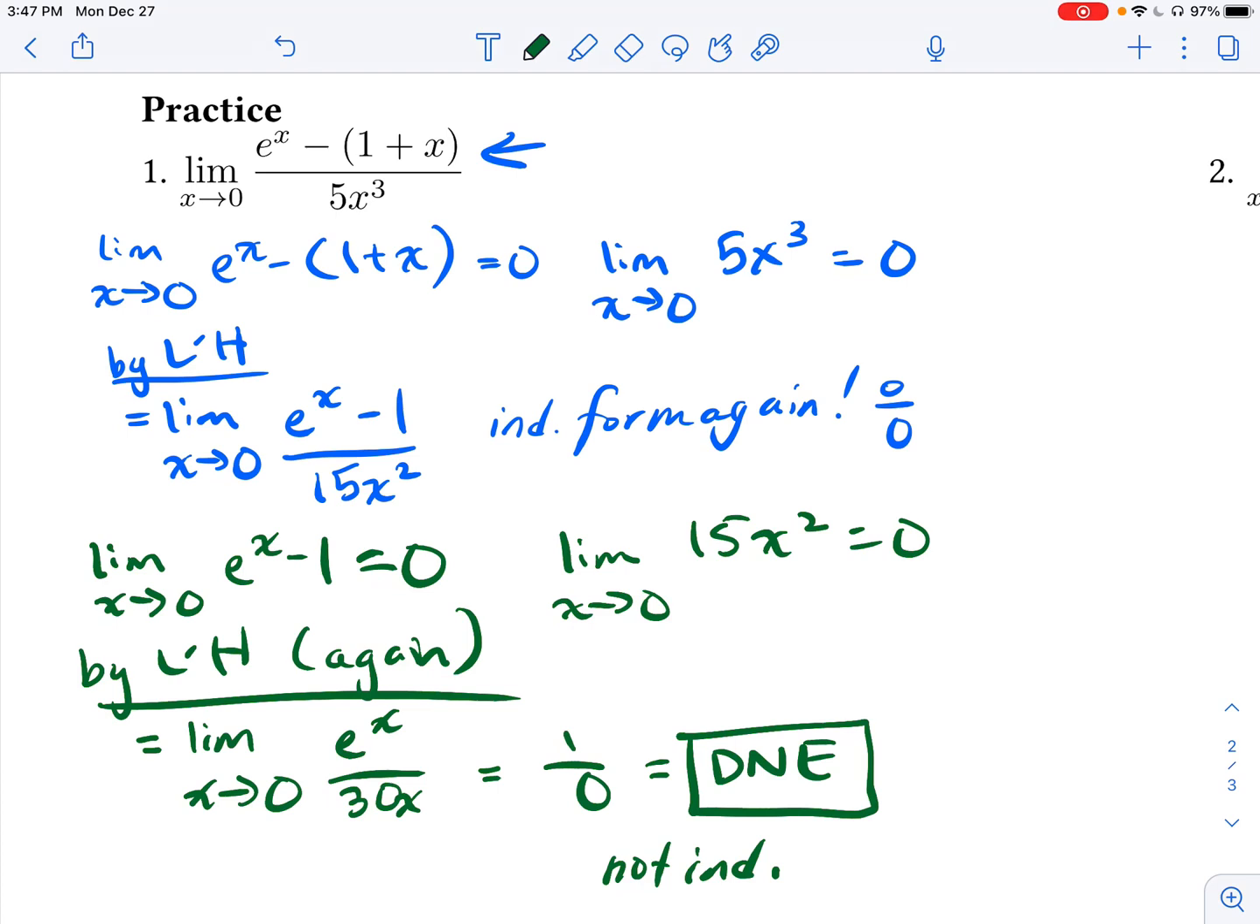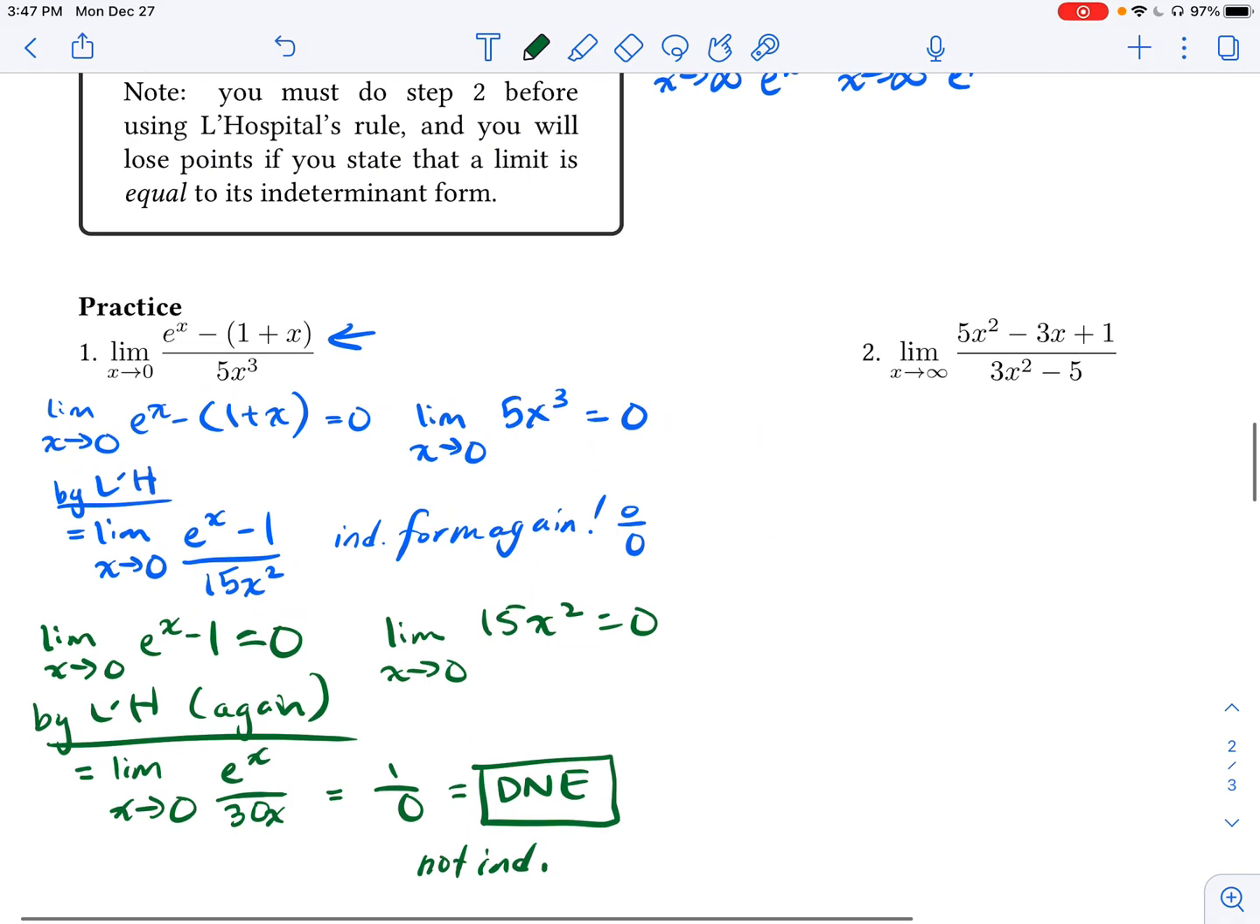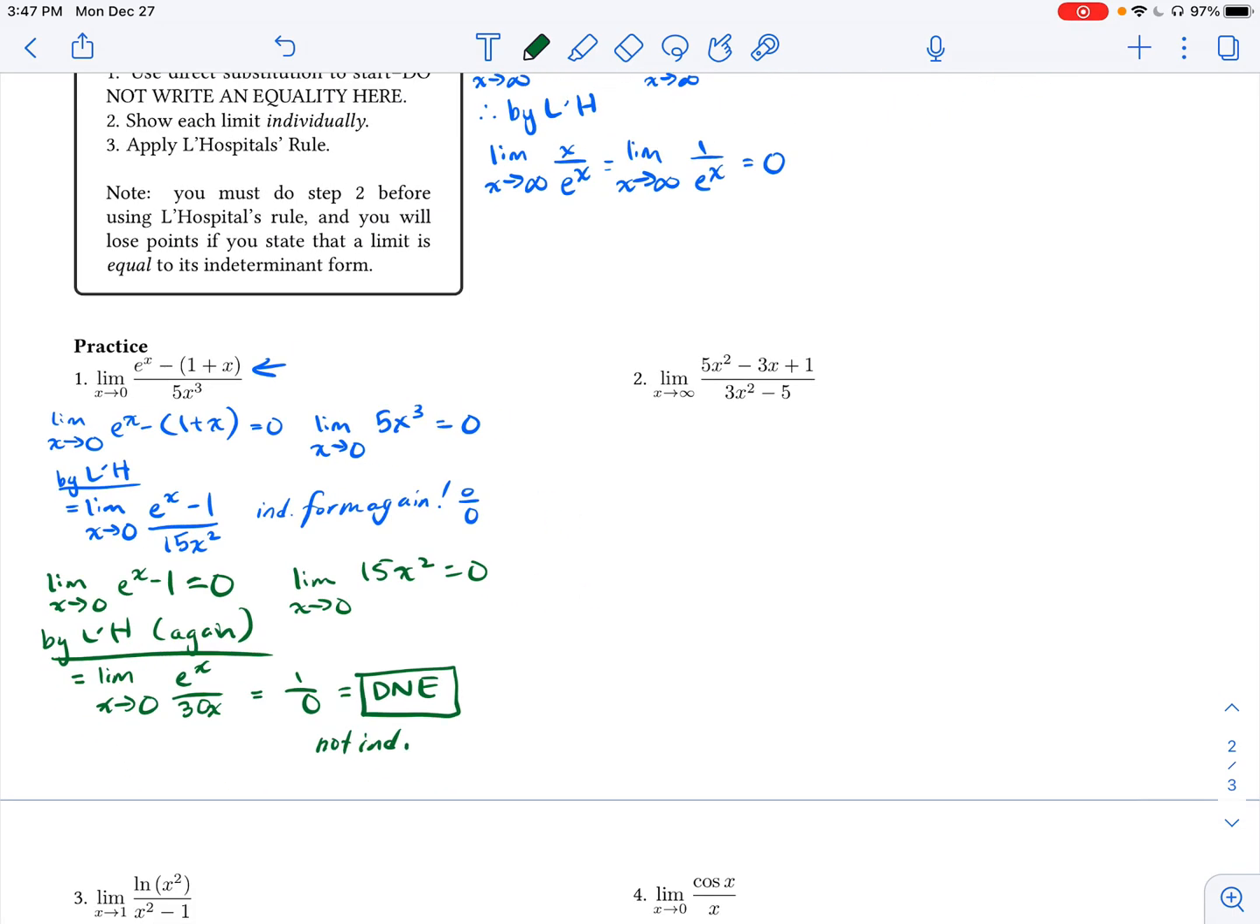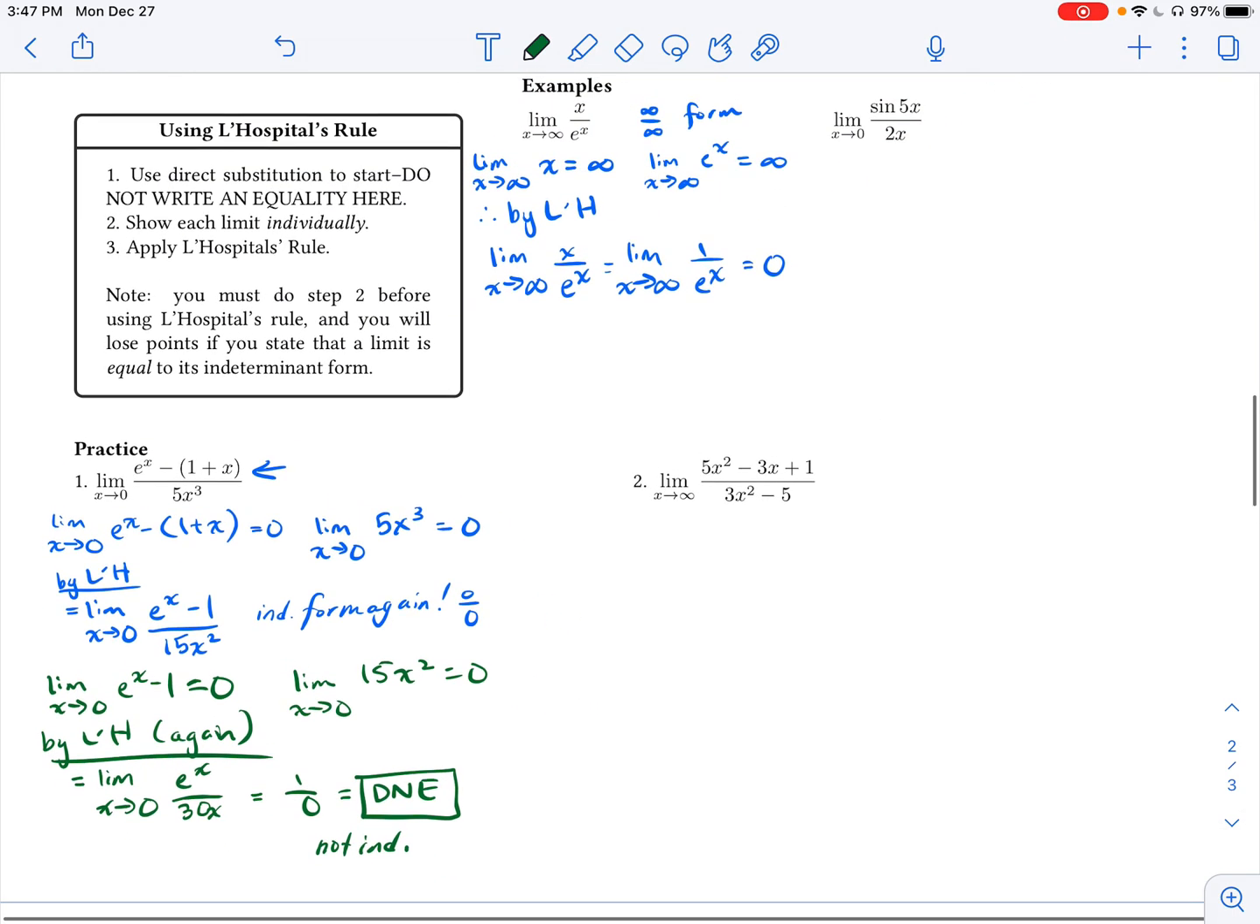So just wanted to highlight that when we have to repeat L'Hopital's rule, we need to show the individual limits a second time, or possibly a third or fourth time. Okay. Hopefully this video has helped kind of establish the conditions for using L'Hopital's rule and also give you kind of a sense of why we're able to use it in the first place.